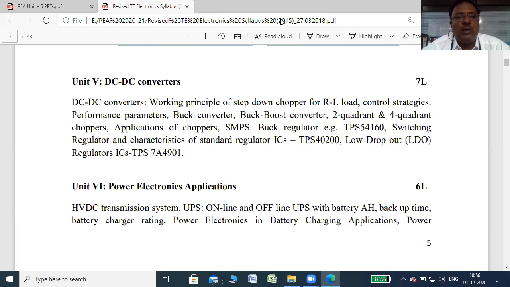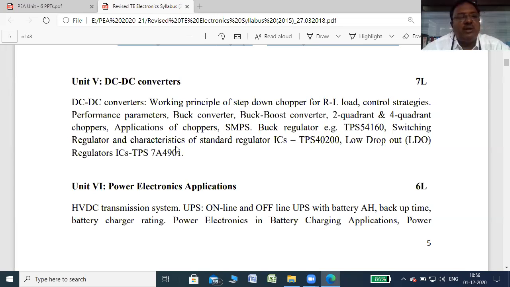Right? So the working of a step down chopper, then step up chopper, their performance parameters, then buck and boost converter. Buck converter means a step down converter, boost converter a step up converter, two quadrant chopper, four quadrant choppers, applications of chopper, SMPS, and so on. So this is already covered.